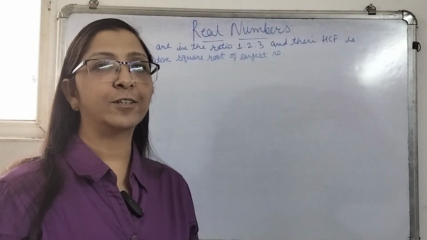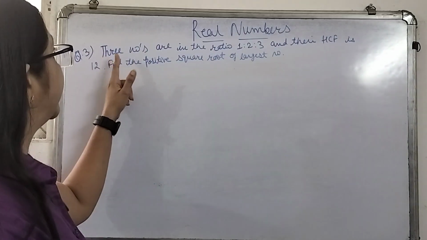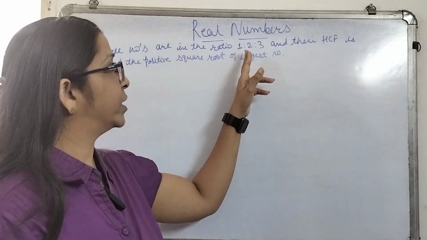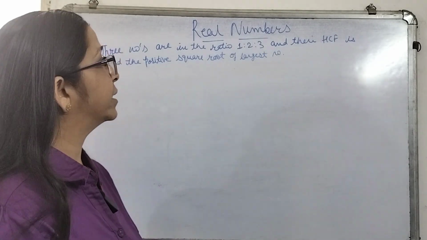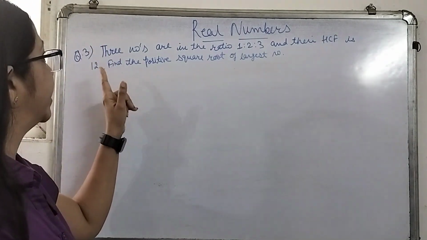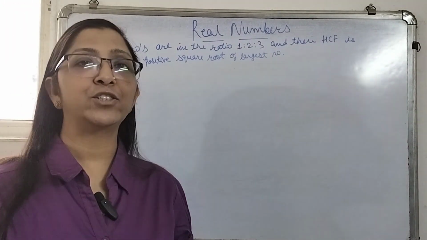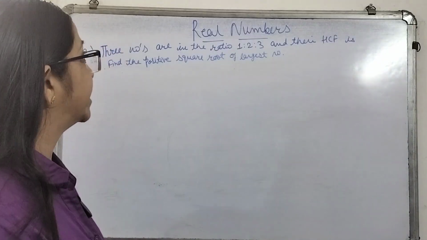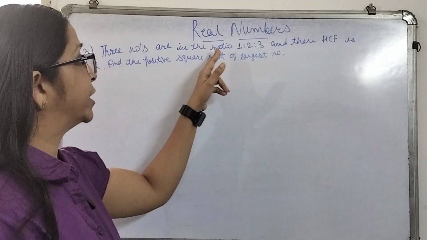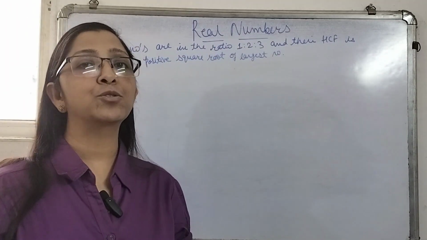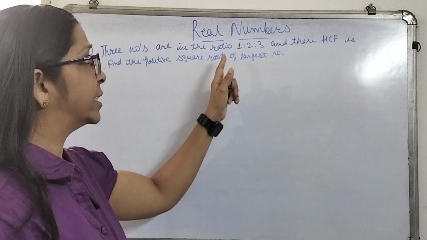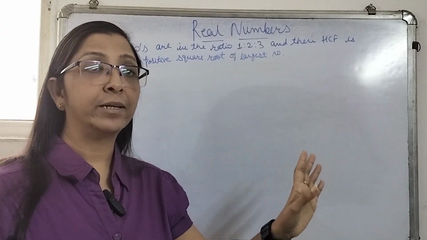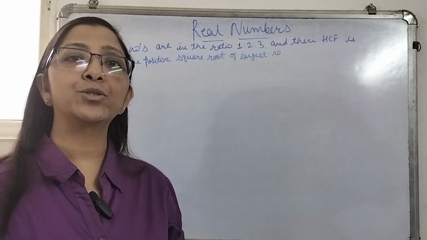Now let's see the third question. Three numbers are in the ratio 1:2:3 and their HCF is 12. Find the positive square root of the largest number. So we know that if there are three numbers and the ratio of the three numbers is 1:2:3, that simply means that the numbers are not 1, 2 and 3. Their ratio is 1:2:3.